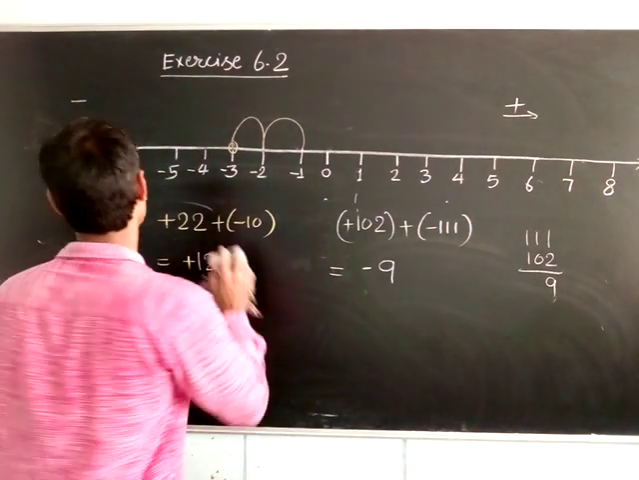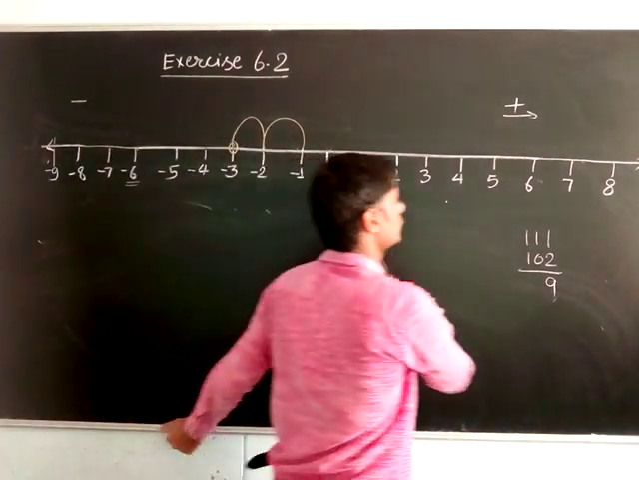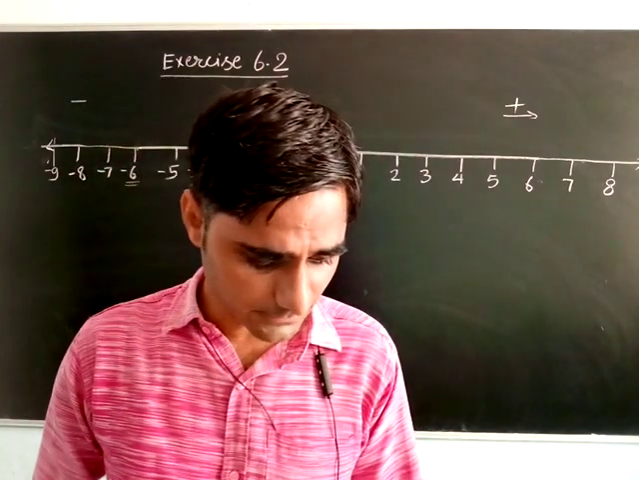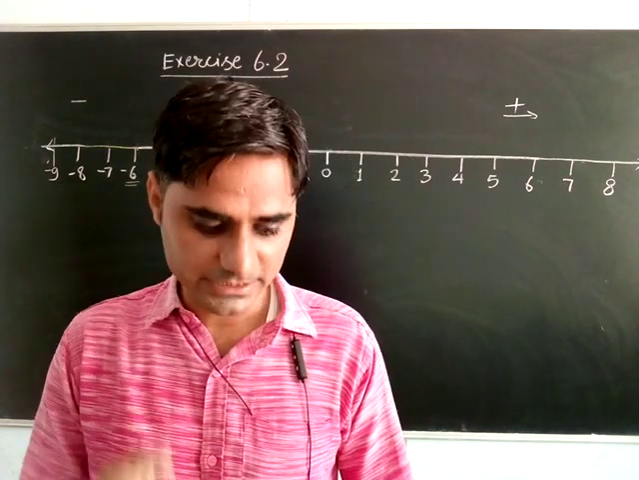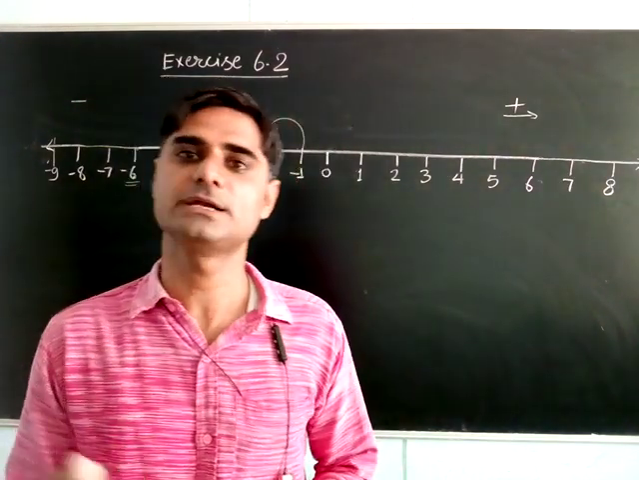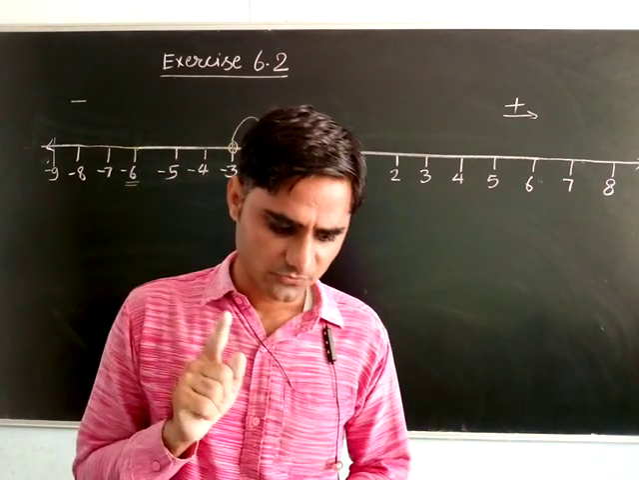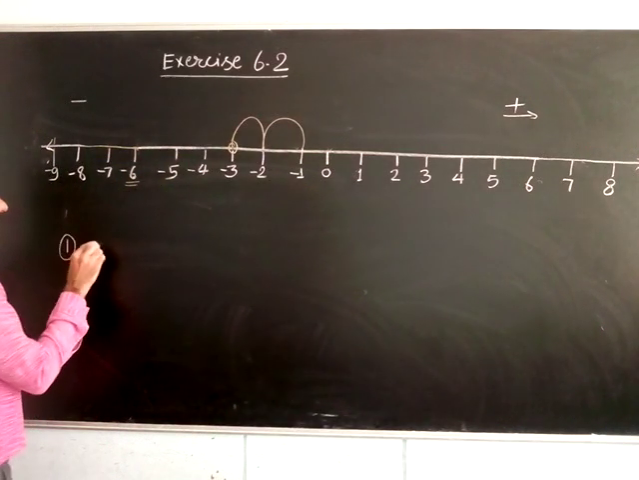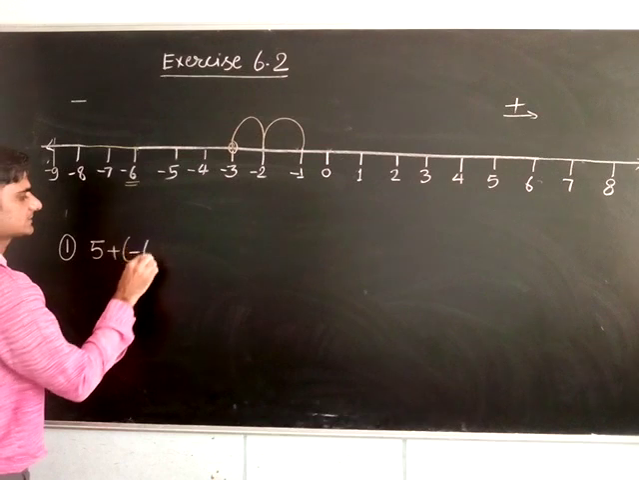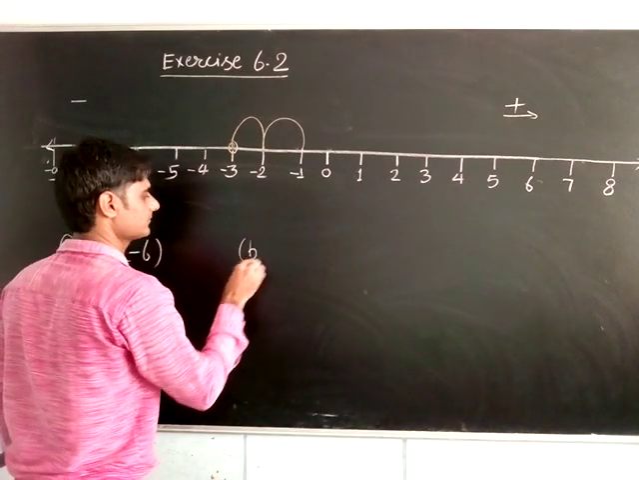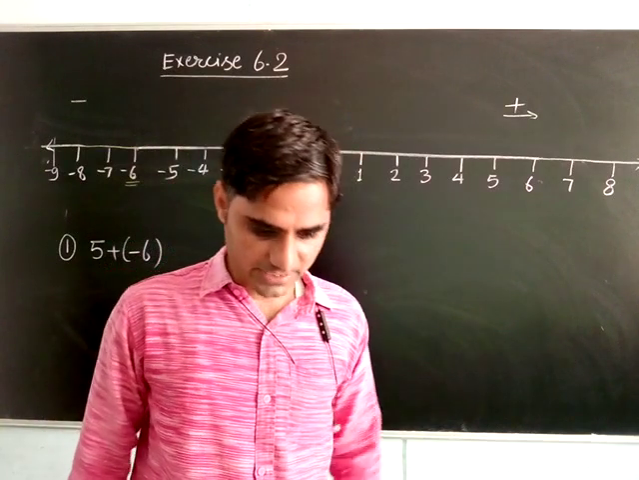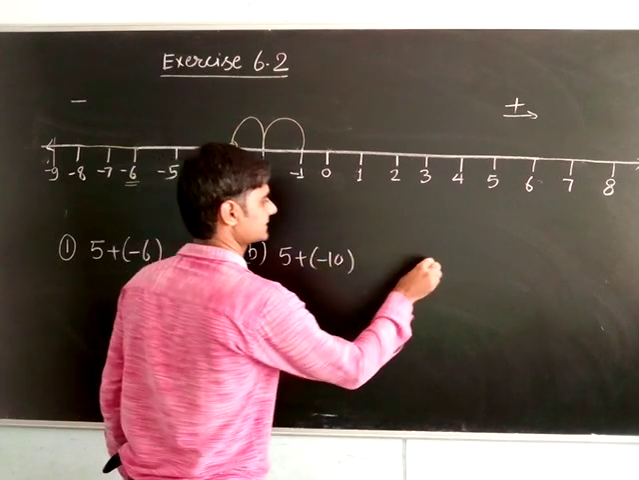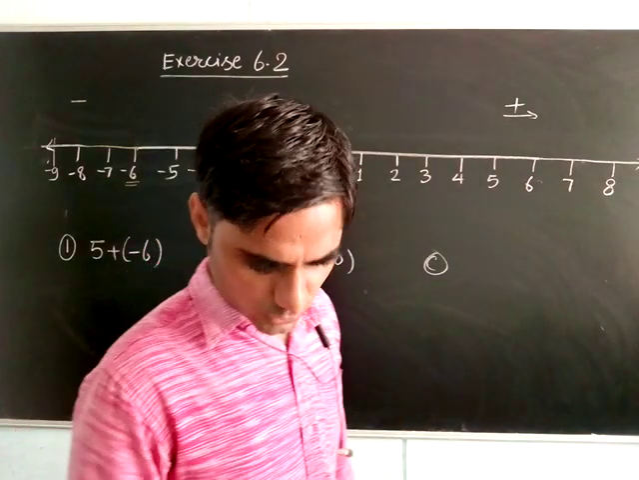Next question is number 4. Try to understand and follow the rules. Do the same in your copies. Everyone do by the same method. Okay. Number 4 is use the number line and add the following integers. First one is 5 plus minus 6. थोड़ा ध्यान से देखते जाना. Then B: 5 plus minus 10. C को छोड़ देते हैं.